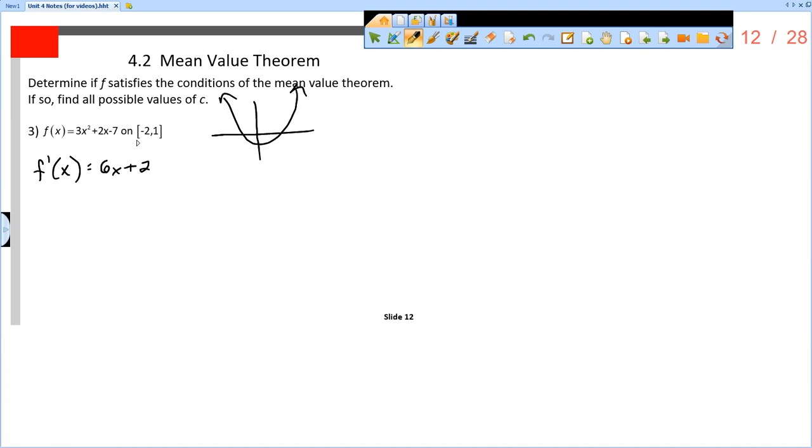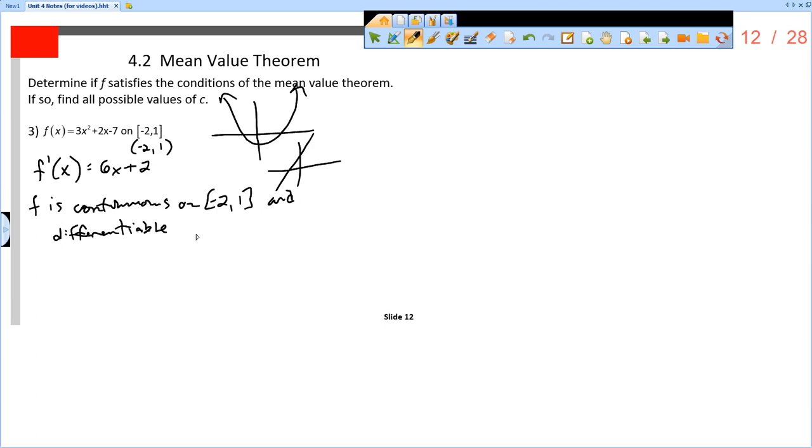And so now the question is, is this thing differentiable upon the open interval -2 to 1? Well, of course, 6x plus 2, that's just a line, slope of 6, y-intercept of 2. So, of course, that thing is going to be defined everywhere between -2 and 1, right? And so what you want to say is f is continuous on -2 to 1 and differentiable on the open interval -2 to 1.